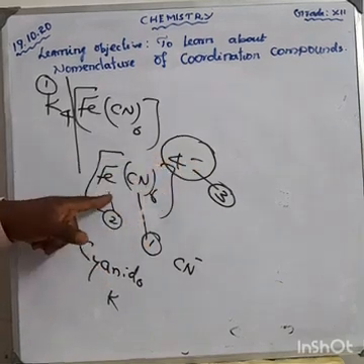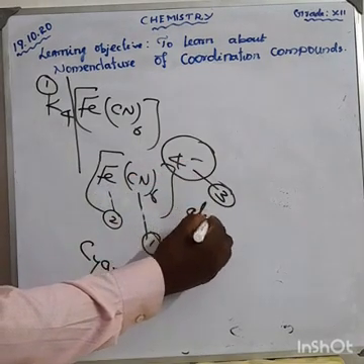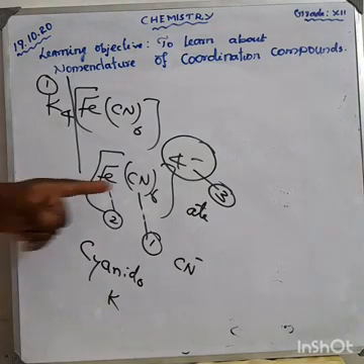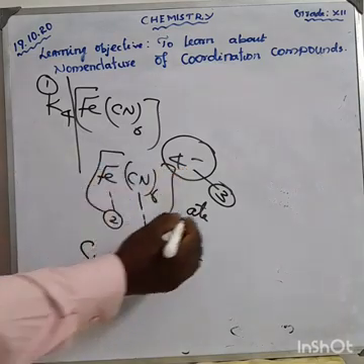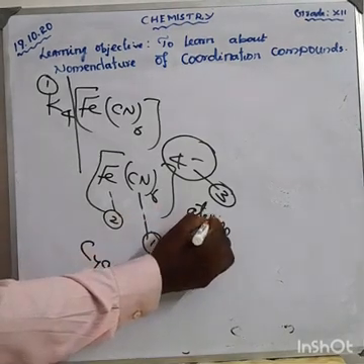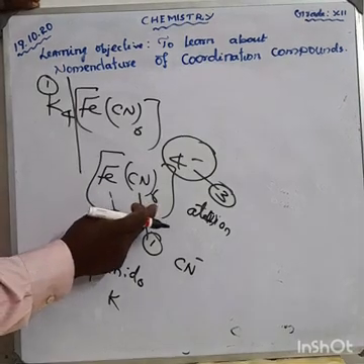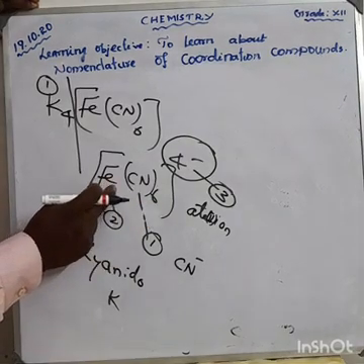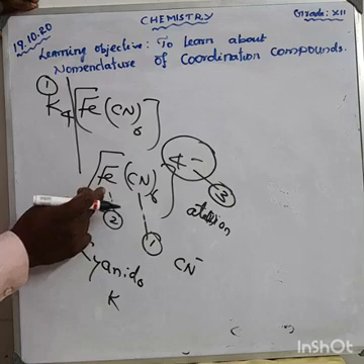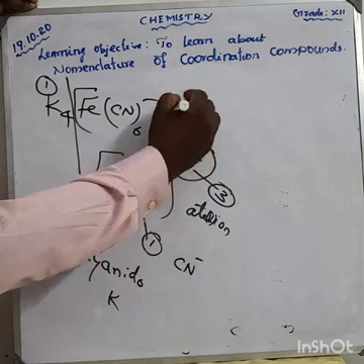Hexacyanoferrate, because it has a negative charge. A negative charge ends with 'ate'. Next write the ion: ferrate(II) ion, written with normal letters. Hexacyanoferrate(II) ion. What is the name of this complex? Hexacyanoferrate. The oxidation state also should be mentioned: that is ferrate(II) ion.